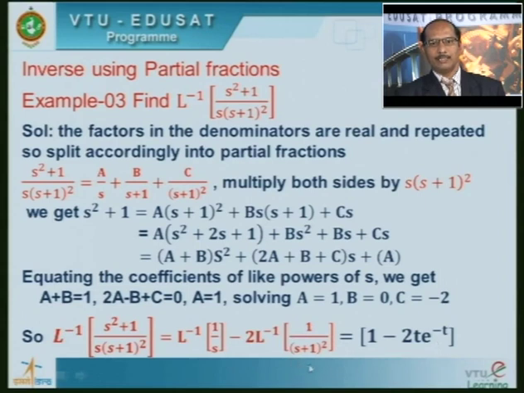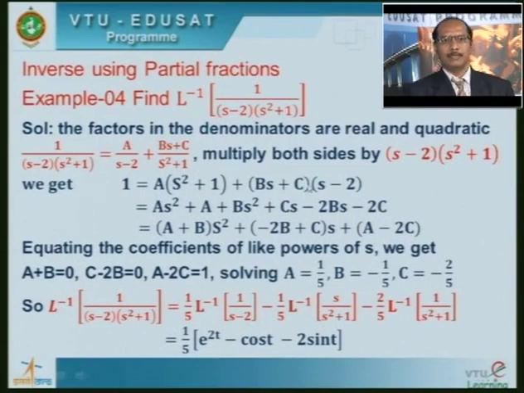Because s is replaced by s plus 1, we get e raised to minus t. The a value is minus 1, since s is replaced by s minus a, which is minus 1 here. So its final inverse transform is 2 into t into e raised to minus t. In this way the partial fractions for repeated linear factors are obtained.